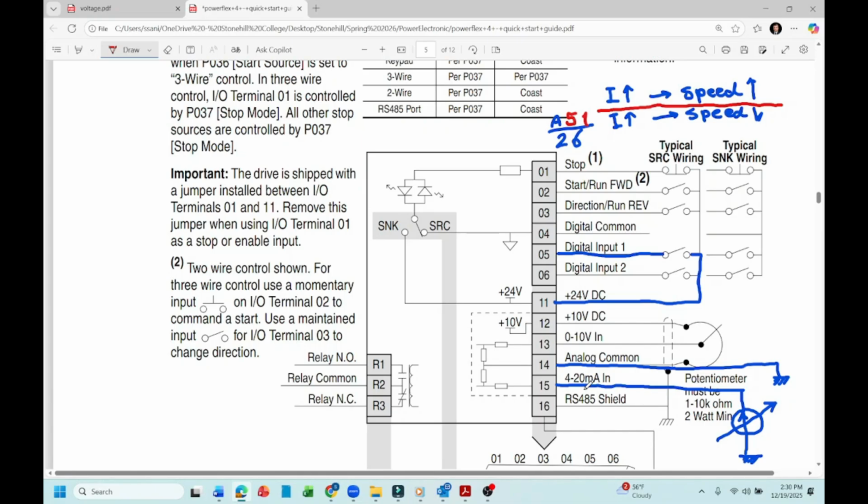In the first case, 4 milliamp gives us the minimum frequency, and 20 milliamp will give the higher frequency. After we turn on this switch, that should be reversed. That means at 4 milliamp we get the maximum frequency, and at 20 we have the minimum. Whenever we close this switch, we reverse that. The parameter that we are using is A051, which we are going to talk about later on.